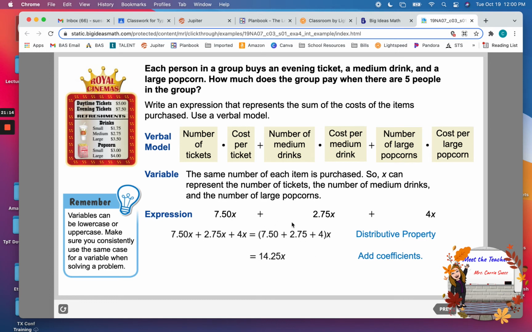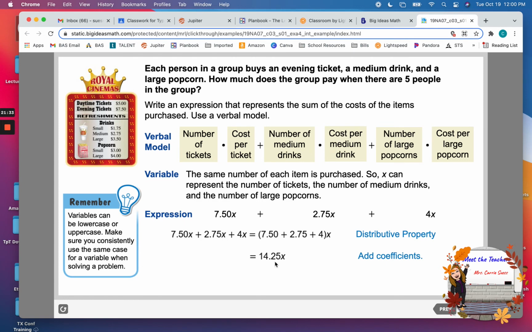1425. 750 plus 275 would be 7, 8, 9, 10, 25 plus 4. You missed the plus 4. That's why you got that. Okay, so that's 1425 per person, because I got a ticket, I got a drink, and I got a popcorn. So each person's going to cost me $14.25.